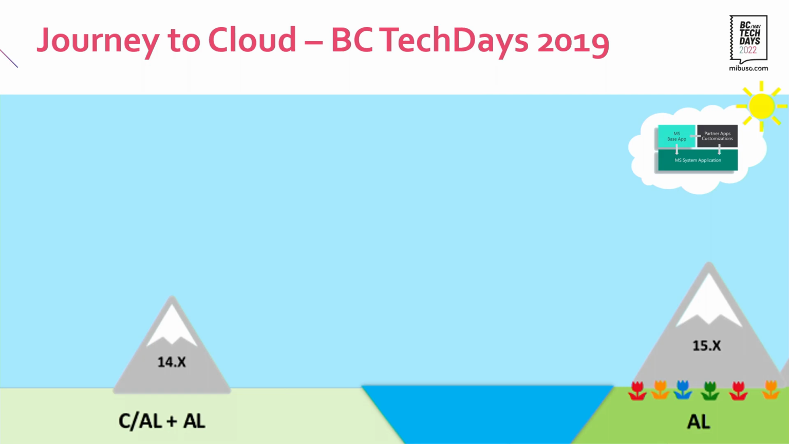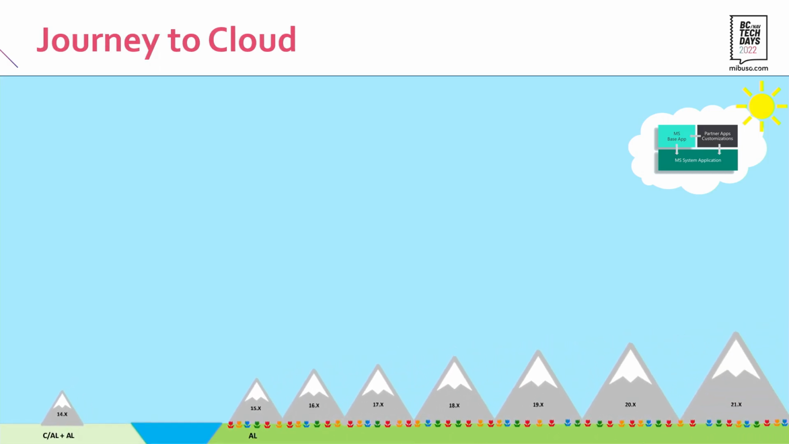And if you were here 3 years ago at the BC TechDays in 2019, you may remember this slide. So this was the story back then. Today, the journey is looking like this. And as you can see, we have been busy. We have released 6 new releases. And we have added a lot of functionality, so you can see that each release is bigger than the previous release. The good news as well is that the grass is still green.